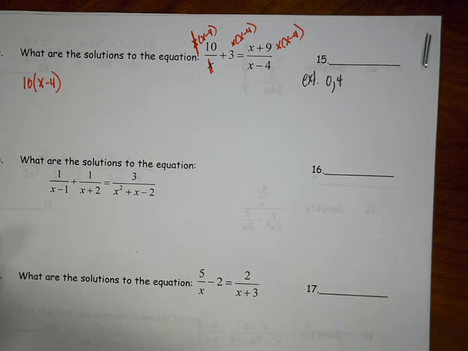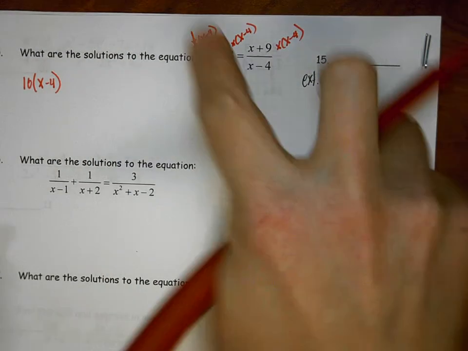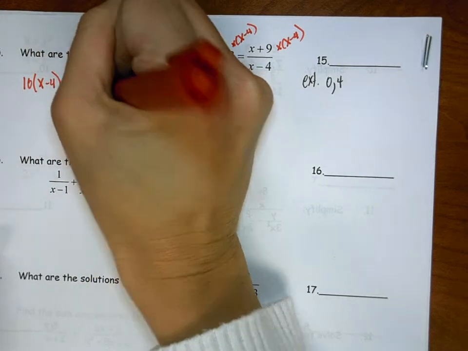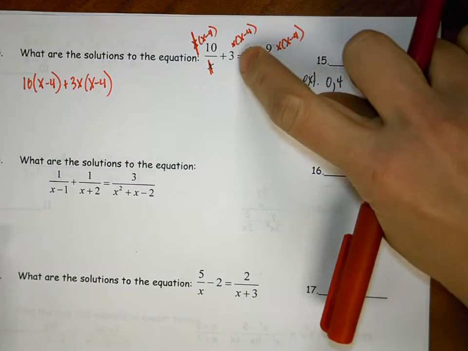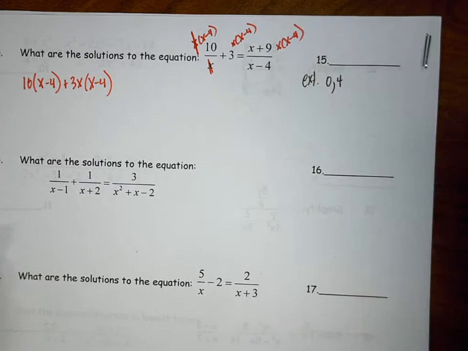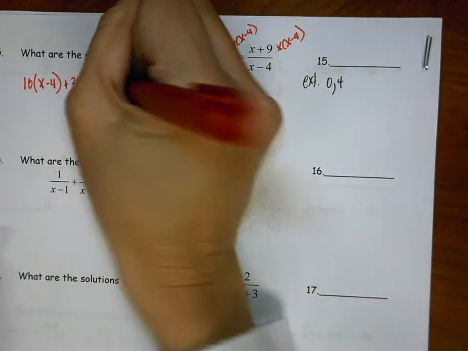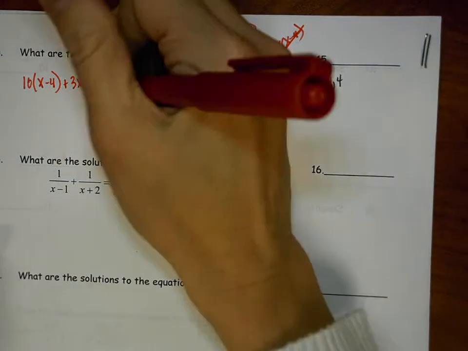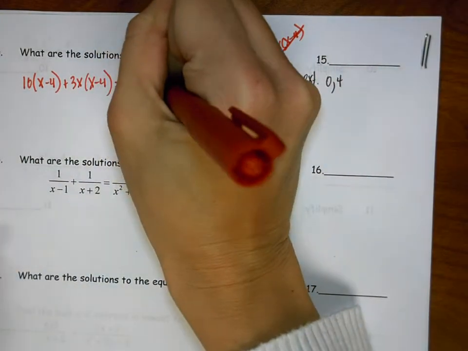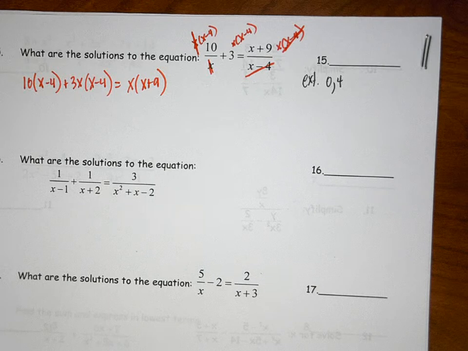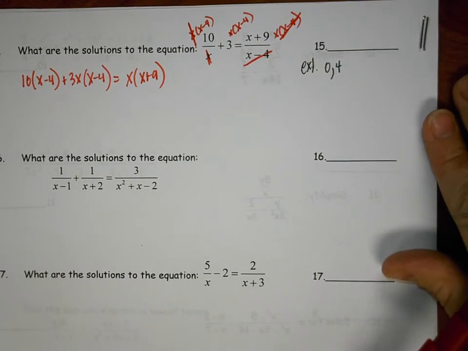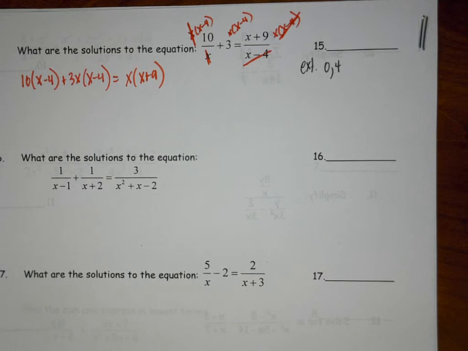On the next term, nothing will cancel. So I have plus 3x times x minus 4. Because nothing cancels, I have all of that right there. And then I have equals, and my x minus 4's cancel, so I am left with x times x plus 9. Questions before I move to the next step? Okay, so we're all good there? All right, so now we have to go through and distribute everything.